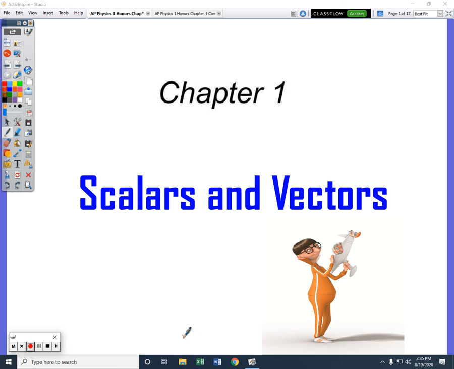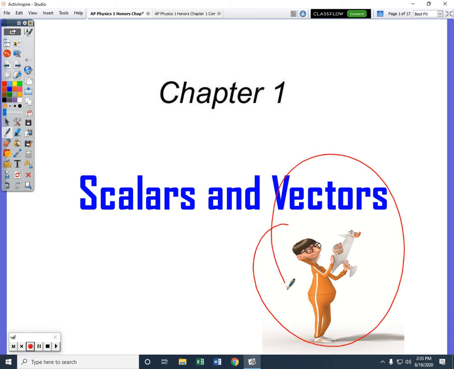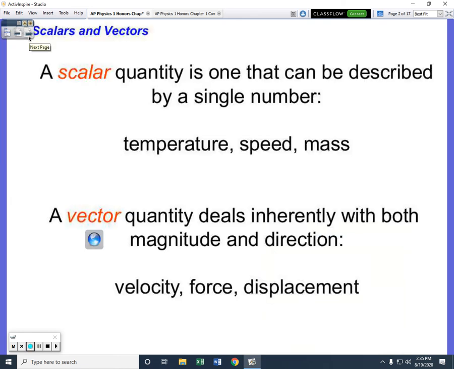Hello, welcome to this edition of the Henstitute, where we talk about Chapter 1, Scalars and Vectors. And I decided to put a picture of Vector here. If you've ever watched the movie Despicable Me, then you're familiar with him. And he actually does a great job in the movie of explaining what a vector is.